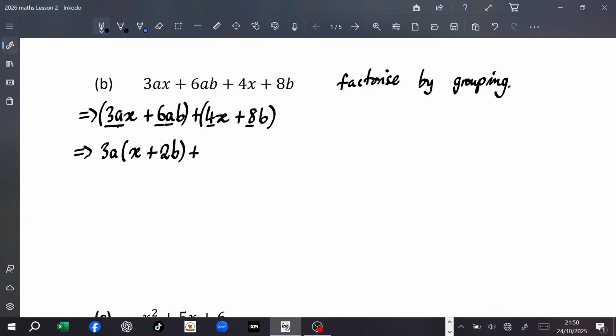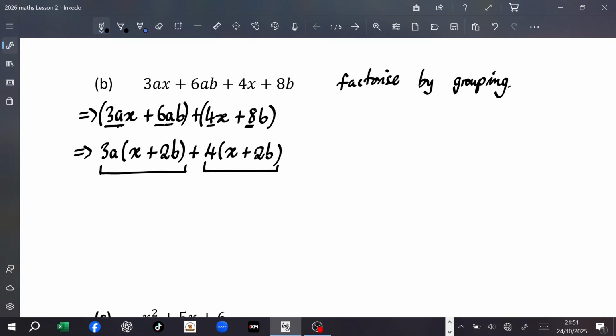Then 4 is common because it can also go in 8. So we'll factor it out as 4. Then open bracket. You remain with x there because 4 is out. So you say x plus. Then 4 into 8 goes there 2 times. Then there we have a b there. So we'll close. So once we have done that, you realize that we have two terms. We have this term up to there and this term up to there.